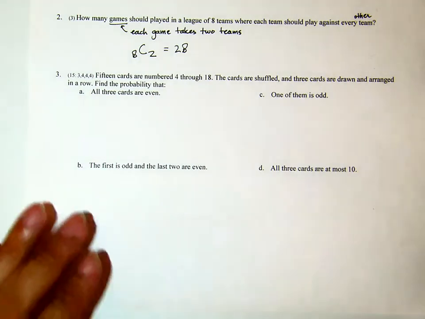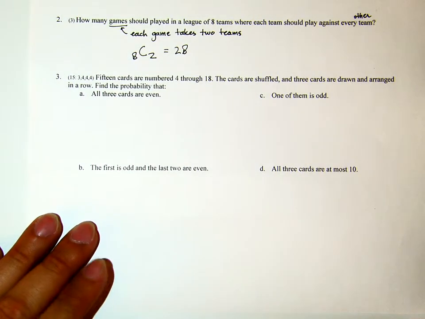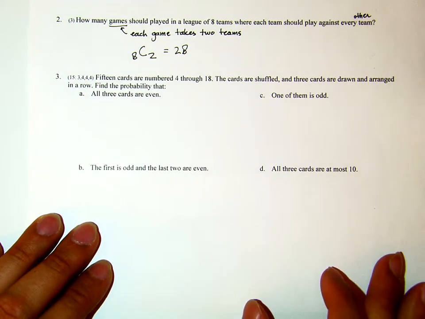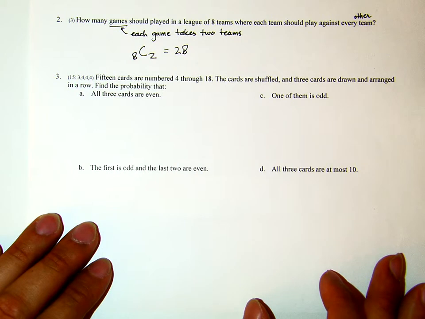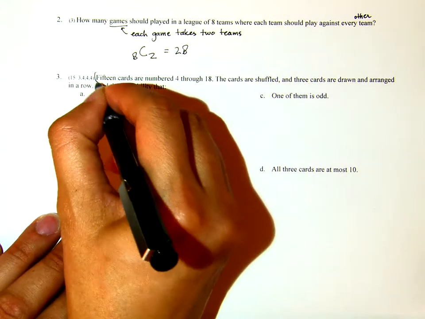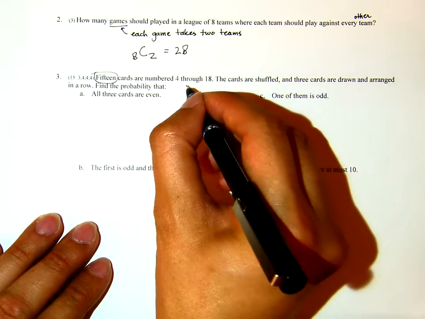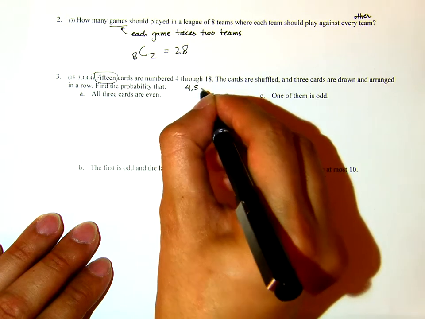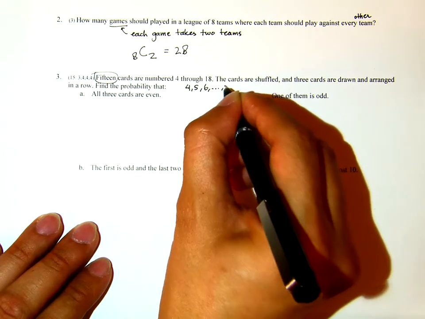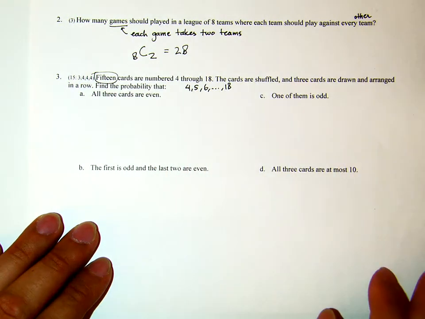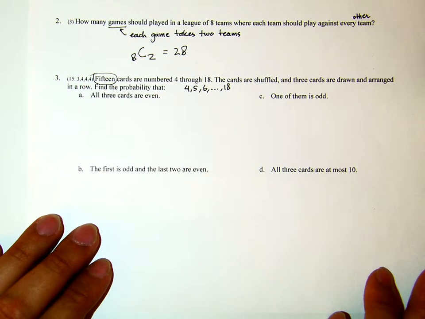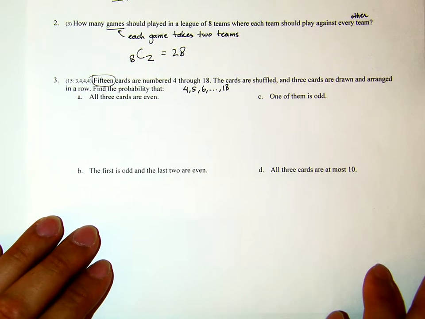We will do Fall 2011 Math 21 Test 2, number 3. 15 cards are numbered 4 through 18. Now remember they told us 15 cards. 4 through 18 means 4, 5, 6 all the way to 18. The cards are shuffled and 3 cards are drawn and arranged in a row. Find the probability that all 3 cards are even.